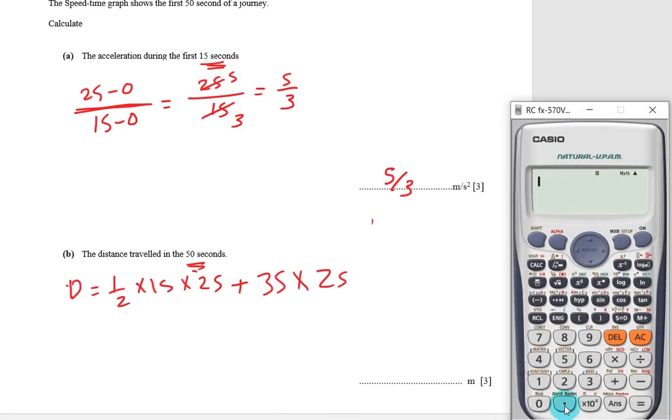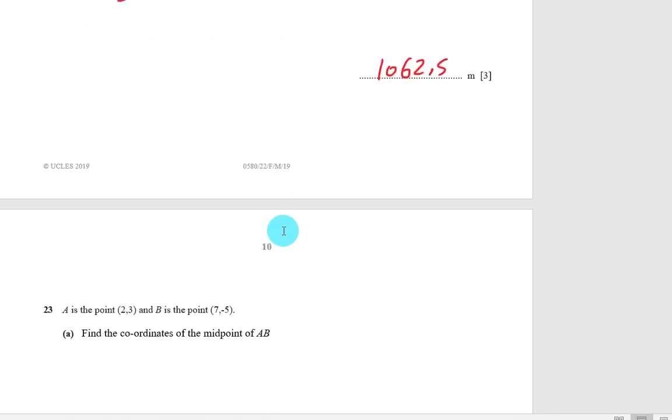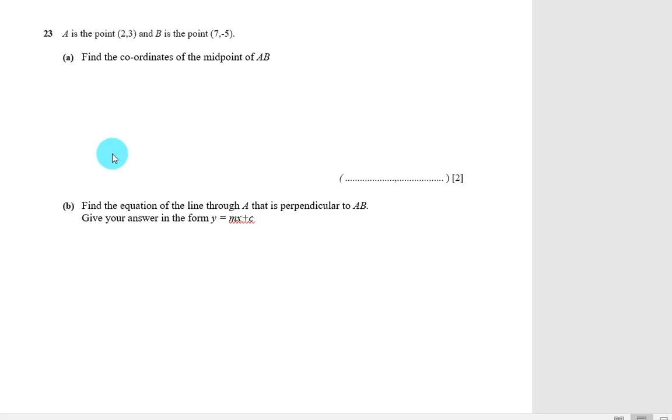Let us go and calculate. Half by 15 by 25 plus 35 by 25. So the total distance will equal 1062.5 meters. That is the total distance, which is the area under the graph. Let us go ahead to another question.